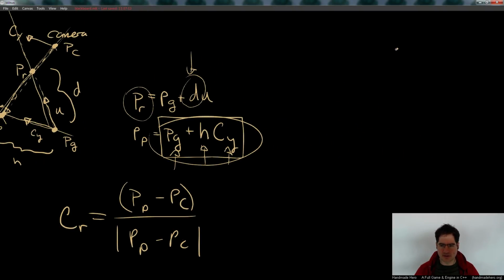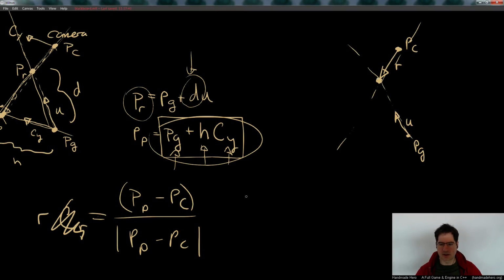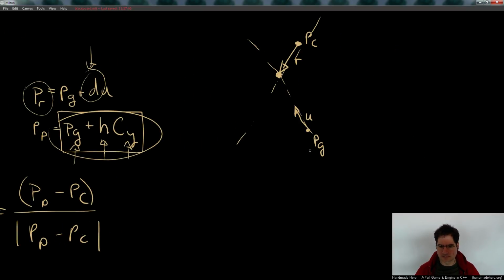We can just say that from the camera point we have a ray, let's just call that R. We have a ray going from the camera point. We have another ray, in this case, starting from the ground point and going up. We know both of these. That gives us 2 lines, and we just want to know the intersection. That's all we want to know.